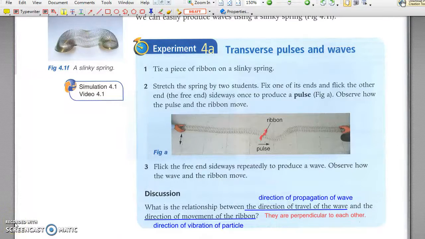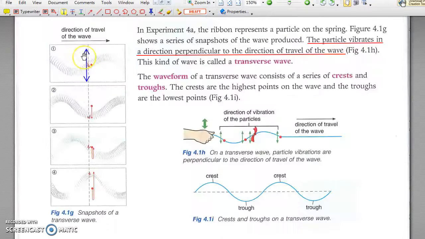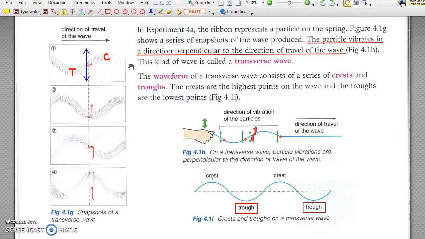So, for the transverse wave, the direction of vibration of particle is perpendicular to the direction of propagation of the wave. All particles just vibrate about their respective original positions and never actually move away. A transverse wave consists of a series of crests and troughs. And as the wave travels, every single particle will form a crest and trough in turns.